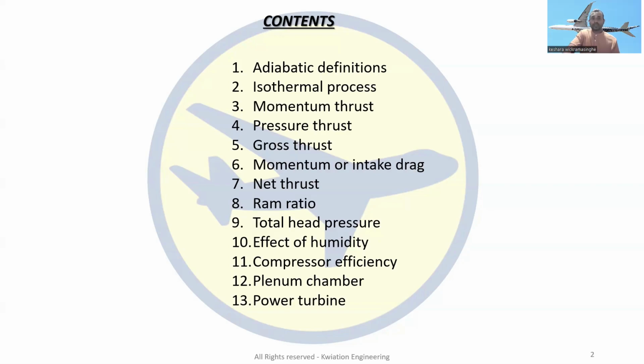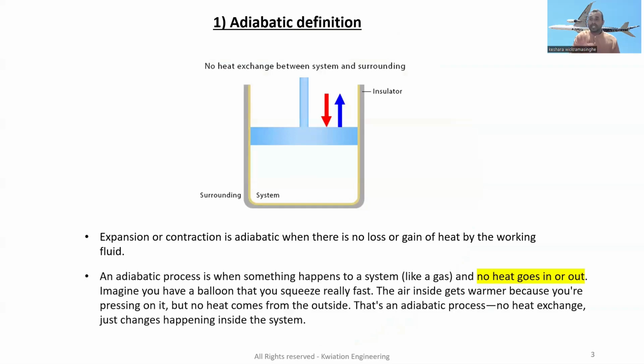Okay, let's go to the first one, the adiabatic definition. The definition is: expansion or contraction is adiabatic when there is no loss or gain of heat by the working fluid. This is the definition. I will make it simpler. An adiabatic process is when something happens to a system, like a gas, and no heat goes in or out.